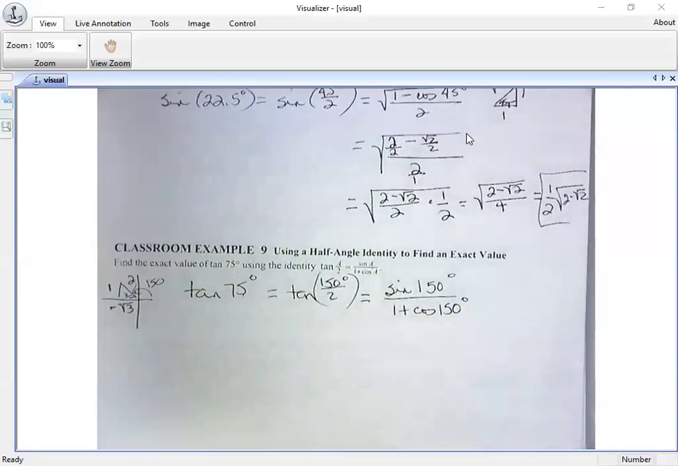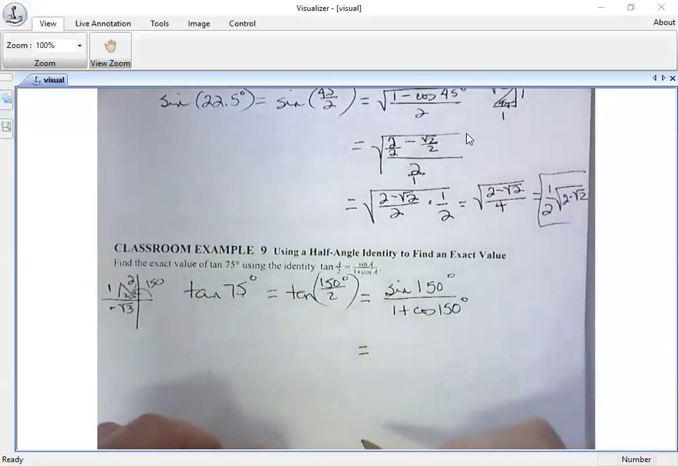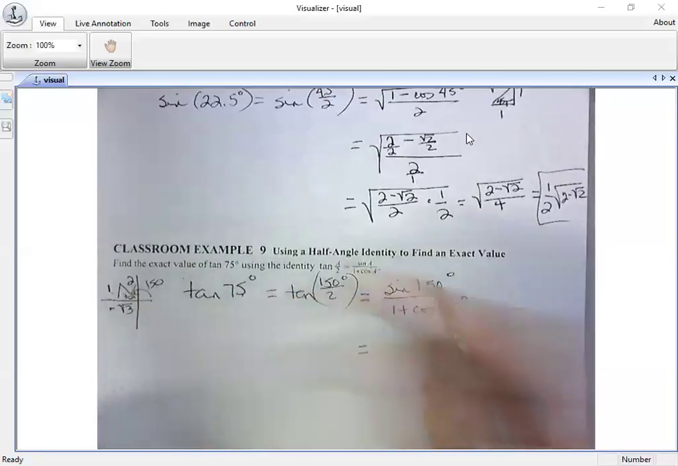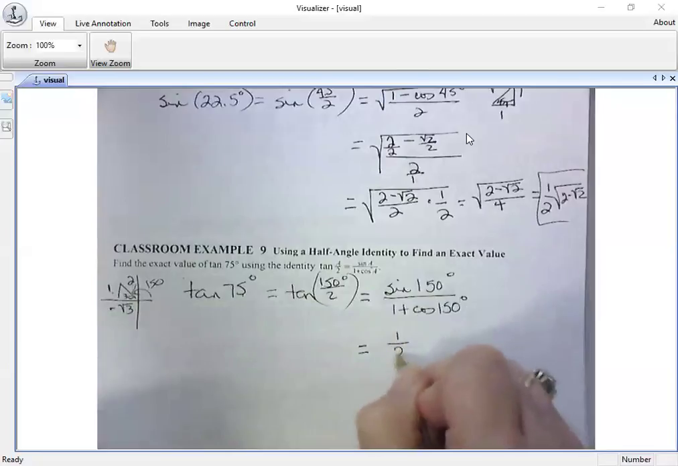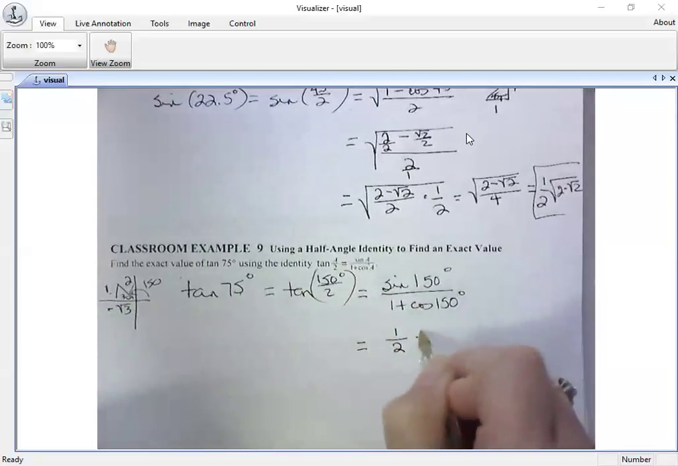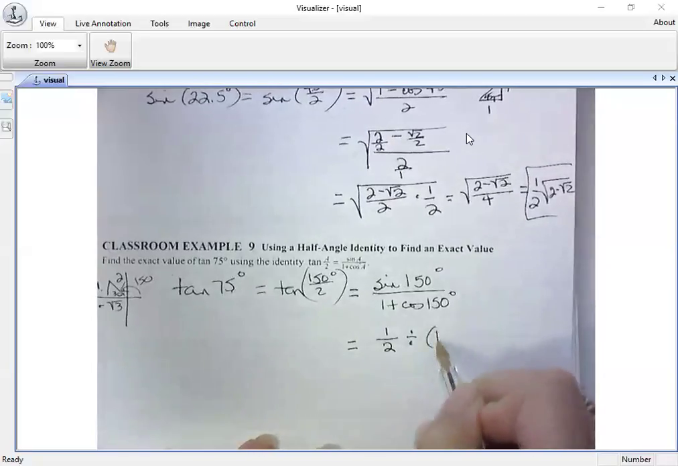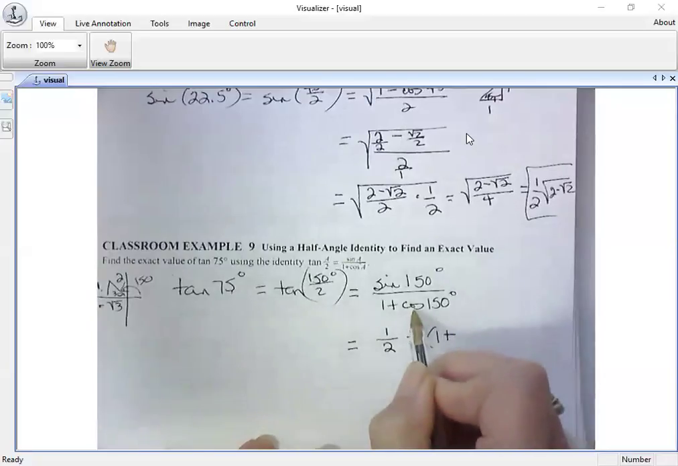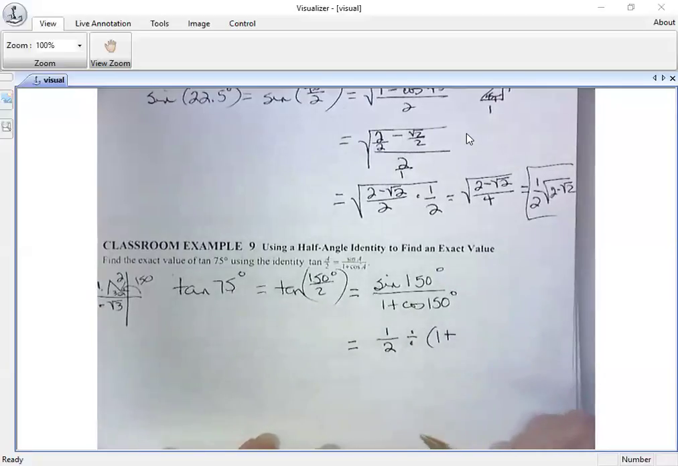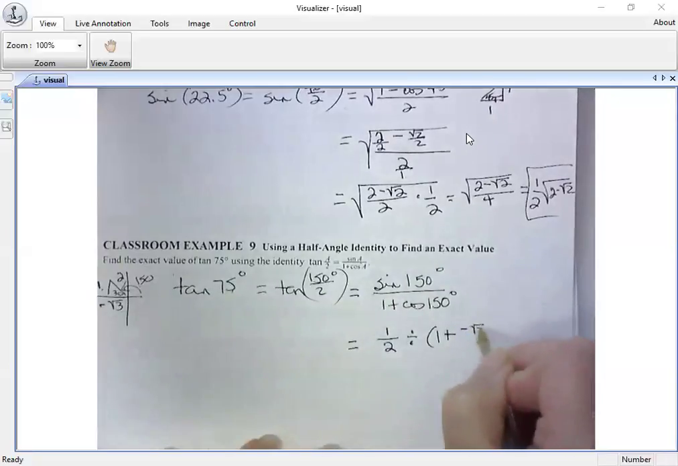So now I'm going to use my triangle. And what am I going to get? The sine of 150 is 1 over 2. Opposite over hypotenuse is 1/2. And if it's okay with you, I'm going to go ahead and write it this way. Divided by, and I'll have 1 plus, now how much was the cosine of 150? A negative square root of 3 over 2. Are we good with that?